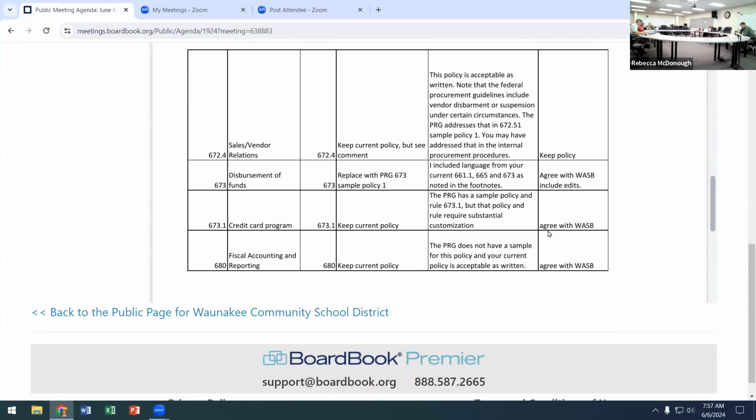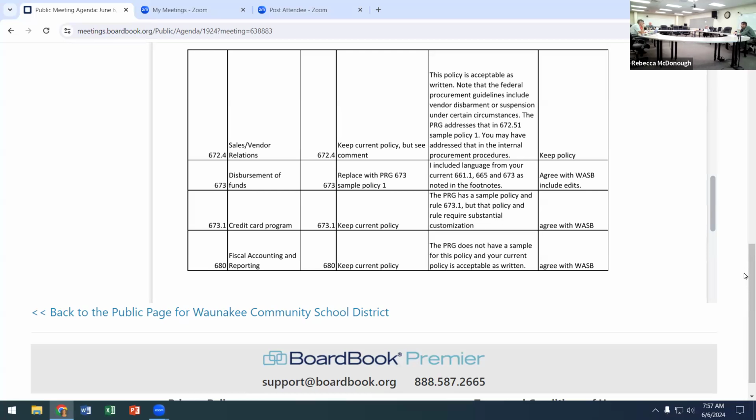672 is with regards to sales and vendor relations. Looking to keep our current policy. There's also some pieces that are going to be part of 672. PRG addresses that. We may have addressed that in the internal procurement procedures. Please, do you want to speak to that, Steve? Do you have a background on that?